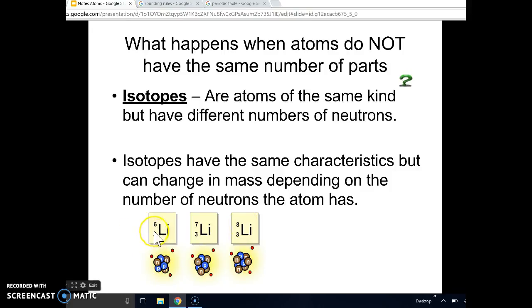That is because it can either have 3 neutrons, 6 minus 3 is 3. It could have 4 neutrons, 7 minus 3 is 4, 1, 2, 3, 4. Or it could even have 5 neutrons, 8 minus 3 is 5, 1, 2, 3, 4, 5. All the while it still has these 3 protons, and if it's a balanced element, it still has these 3 electrons.